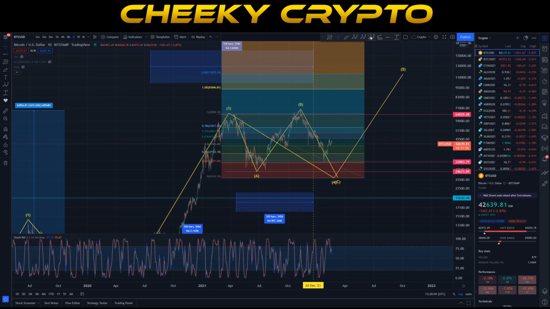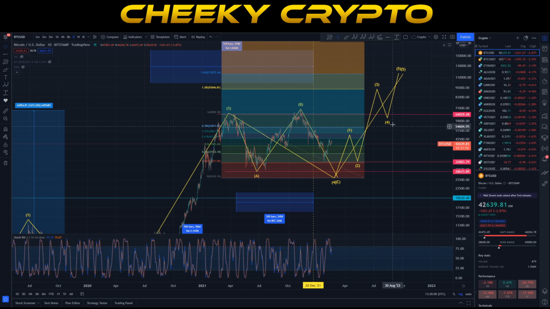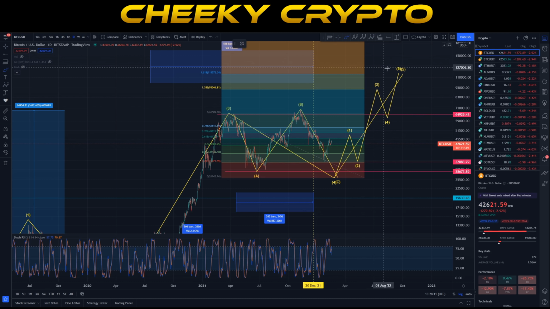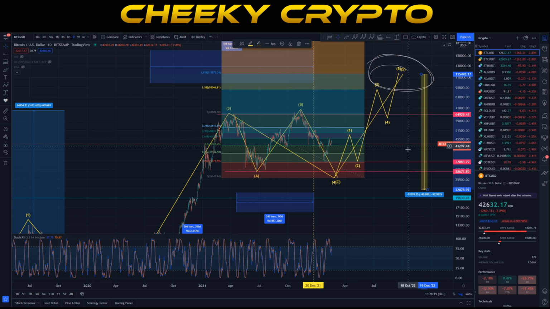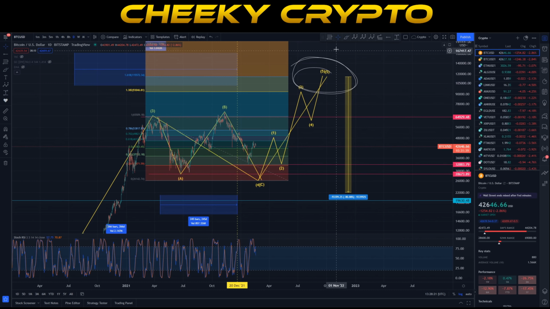This fifth wave should be comprised of 5 waves in itself. Okay, and once we're actually up here, this is where I think we are going to see that significant drop of 85% of the value, right? And it should be a pretty swift drop down from that point. That is what triggers the bear market, in my opinion.